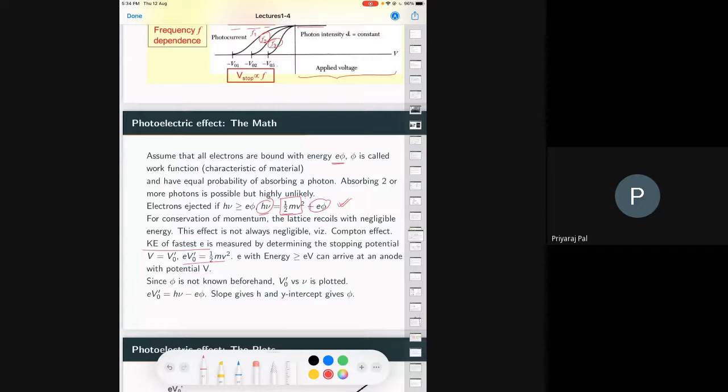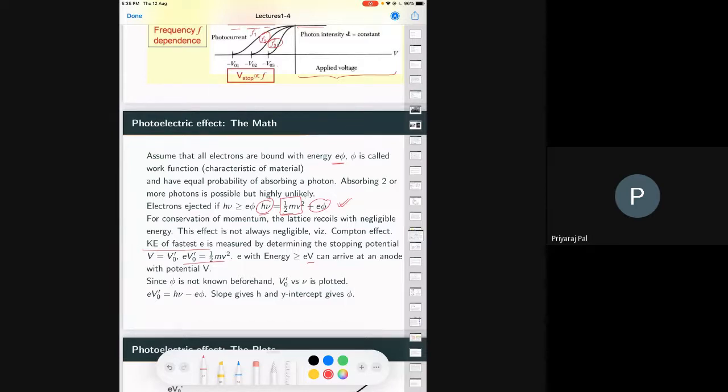And at any other point of negative voltage of the detector, if V is the applied negative potential, then any electron with kinetic energy more than eV can reach the detector. Okay. So this is the explanation proposed by Einstein.